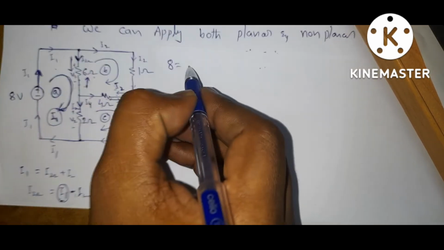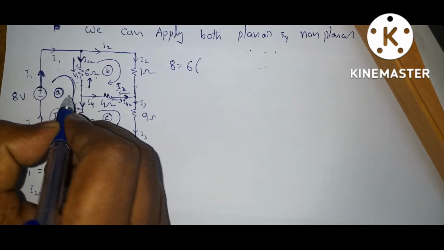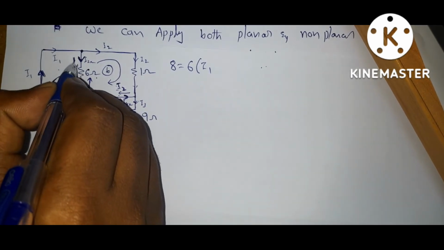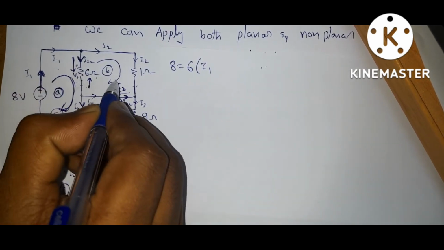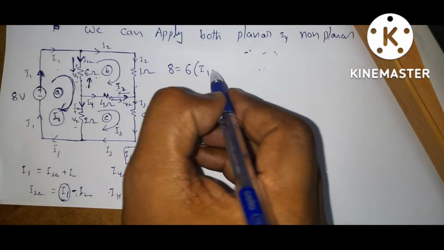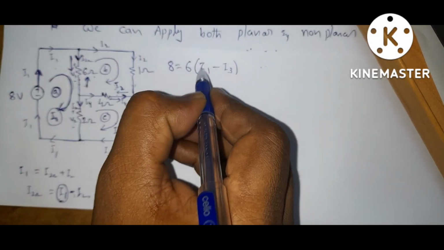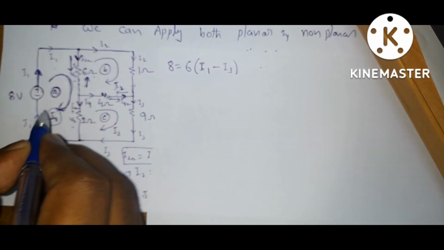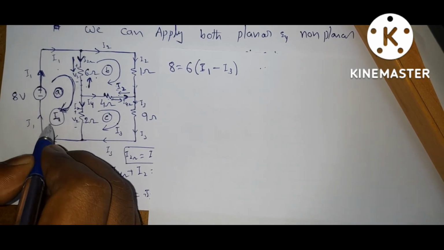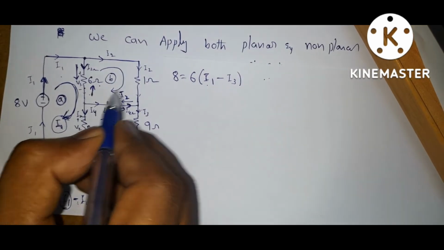So what is the resistance here? 6 into, so what is the current? I1. So current is going in this direction and this current is going in this direction. So both are in opposite directions. So let it be I1 minus I3. First consider I1. Why? Because we are considering loop A, that corresponding current is I1. So this is the king of this loop. So consider I1. Next, this is I2.